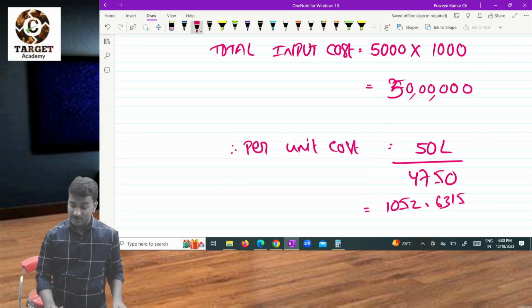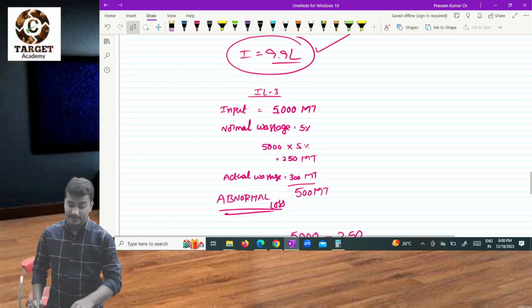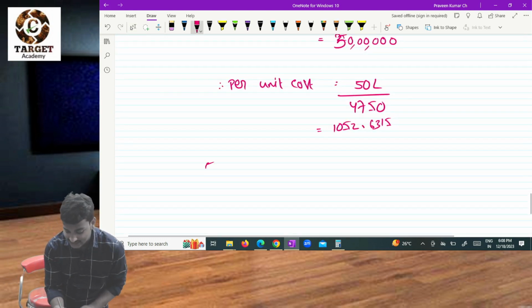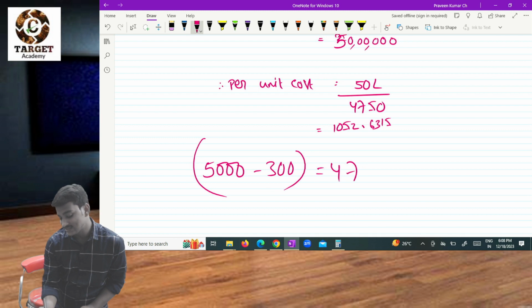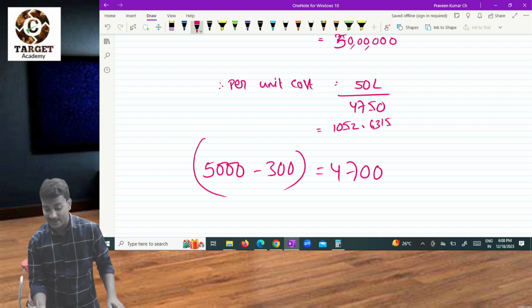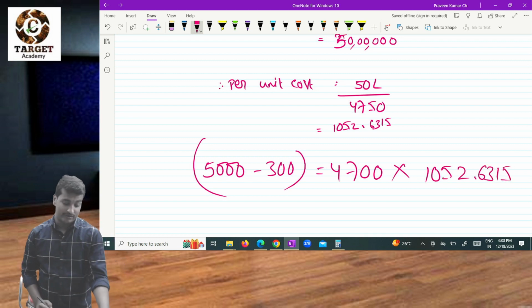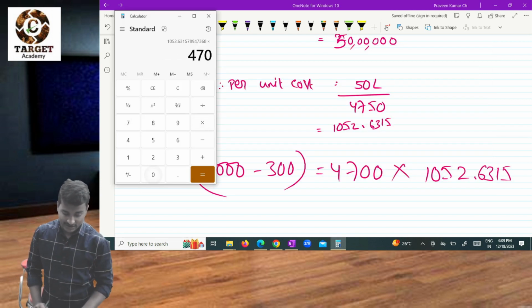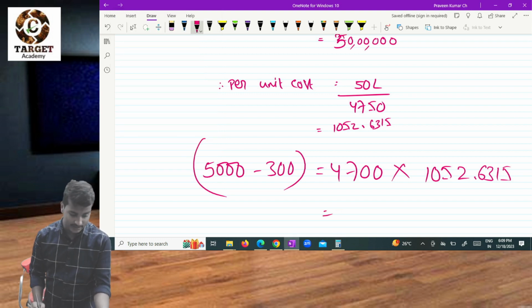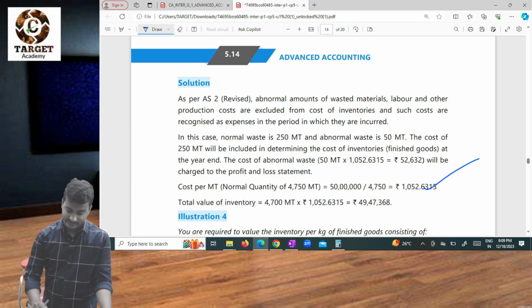Okay. So what is our actual inventory, sir? We introduced 5000 units, but actual wastage is 300. So 5000 minus 300 is 4700 units. This is the actual inventory, and the cost per unit is 1052.6315. So into 4700, your answer should be 4947368 point something. Yes.